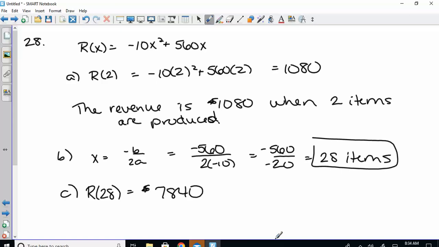So, what were you saying, Carson? I was wondering why it's always half the value. Just because you're dividing by 2. That's because it's 2a, so it's always half.